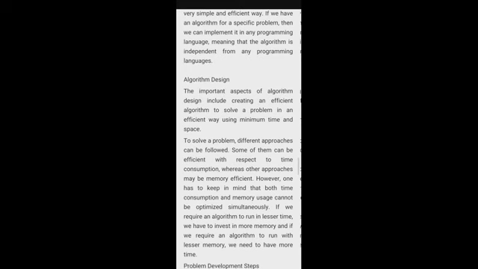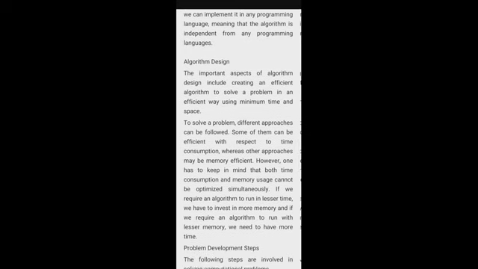If we require an algorithm to run in less time, we have to invest in more memory. If we require an algorithm to run in lesser memory, we need to have more time. So these are the two things.